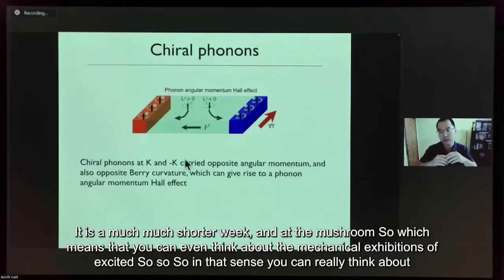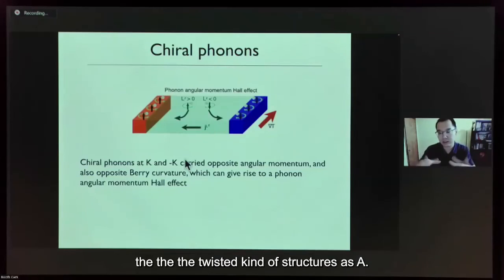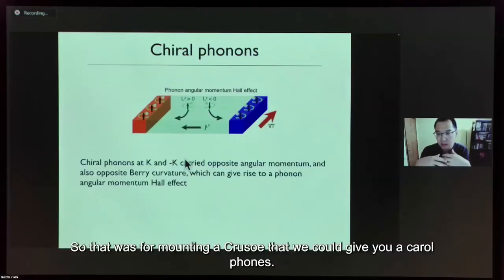So in that sense, you can really think about the twisted bilayer van der Waals heterostructures as a sort of phononic crystal that can give you chiral phonons.